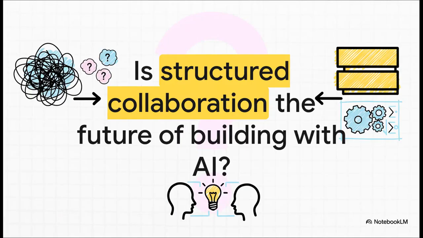So all of this really leaves us with a big, fascinating question to think about. As these AI tools get crazier and crazier powerful, is this kind of structured, spec-driven way of working going to become the new normal? Is finally leaving the vibes behind and embracing clear, thought-out plans the real key to unlocking what's possible when we build software with AI?